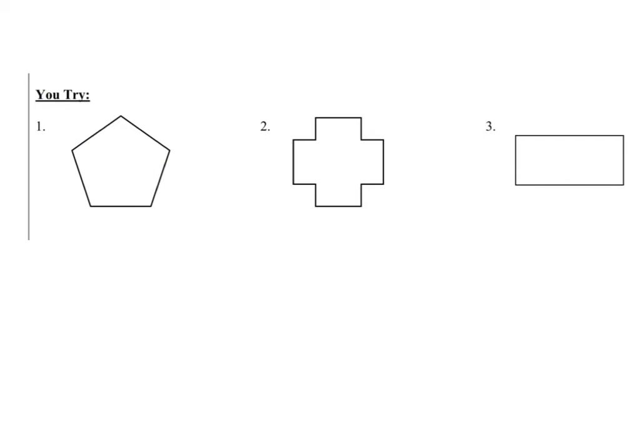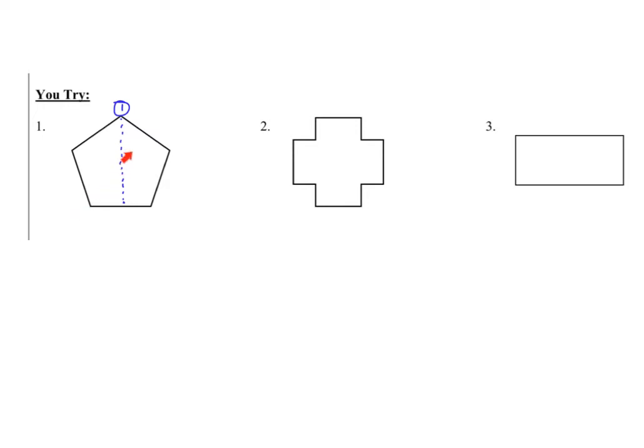Let's look at the next example. So for example 1, we have a pentagon. So let's try and draw a line down the center. If I draw a line down the center, imagine folding this side over to the right side. Do you think that this shape has reflectional symmetry? The answer is yes, because this will fold onto itself.